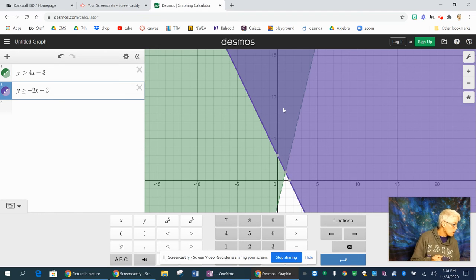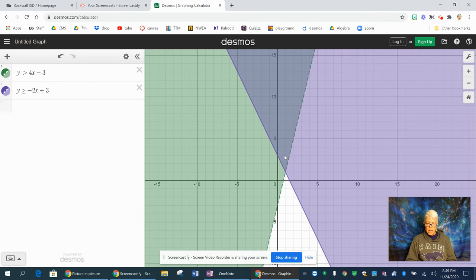The next question on there says, is (1, 3) a solution for this system of equations? It's actually not equations, it's inequalities. So I'm going to find (1, 3), and you can see it's right here. And yes, that is part of the system of inequalities. So you literally can type all of these in.